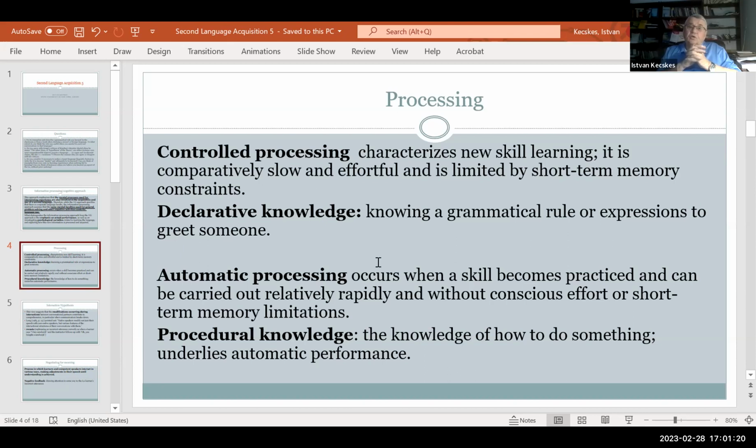As far as automatic processing is concerned, it occurs when a skill becomes practiced and can be carried out relatively rapidly, basically without any conscious effort and any short-term limitations. And that is connected with procedural knowledge, the knowledge of how to do something. And during the application of procedural knowledge, you basically rely on your declarative knowledge somehow. This is usually an automatic process.